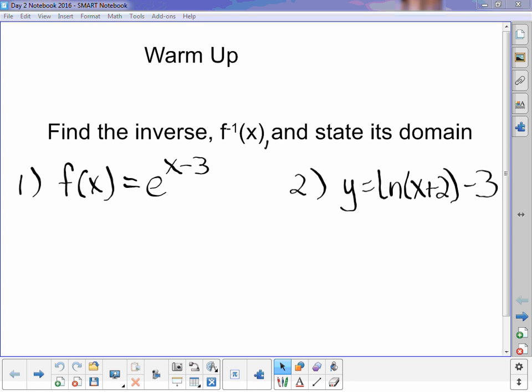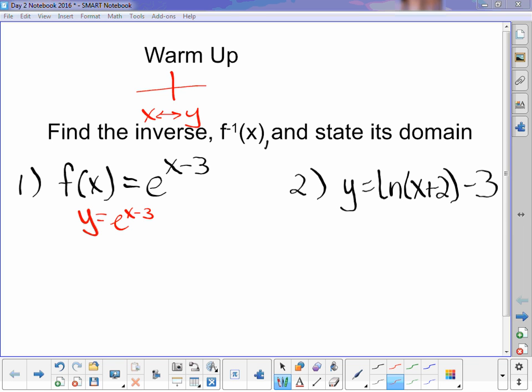Okay, so remember, algebra 2 pre-calc, inverses are just simply switching your x and y. So for number 1 here, it's in our best interest to go ahead and rewrite that f of x as y. So y equals e to the x minus 1. Okay, so to do your inverse, you want to switch x and y. That is the big idea of inverses.